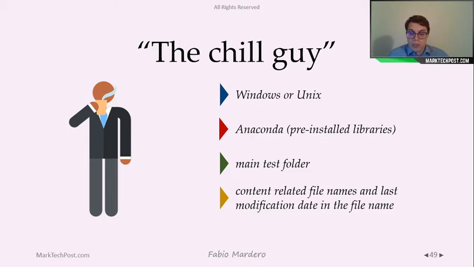The chill guy, since he has the quick and dirty concept in his mind, will probably use a main test folder, not a particular setup for its directory. But since he also produces a lot of versions of the files, he prefers to use content-related file names, but for example, the last modification name at the end of that file name. So he keeps track in the simplest manner of the version of the file.